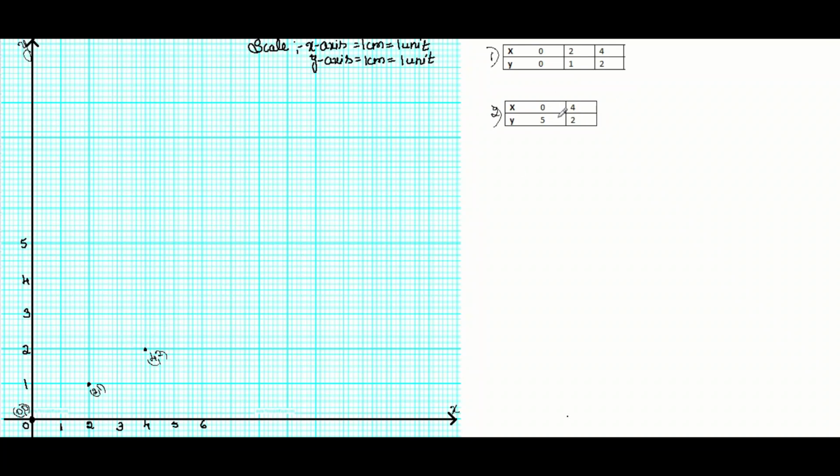Next, for the second line, for x equal to 0, y is 5. So this is the point. The next one is the intersecting point, for x equal to 4, y is 2. That is this line. Next we need to join it. You need to join it by touching the points. I am not using a scale here, so if it goes wrong, please apologize me.